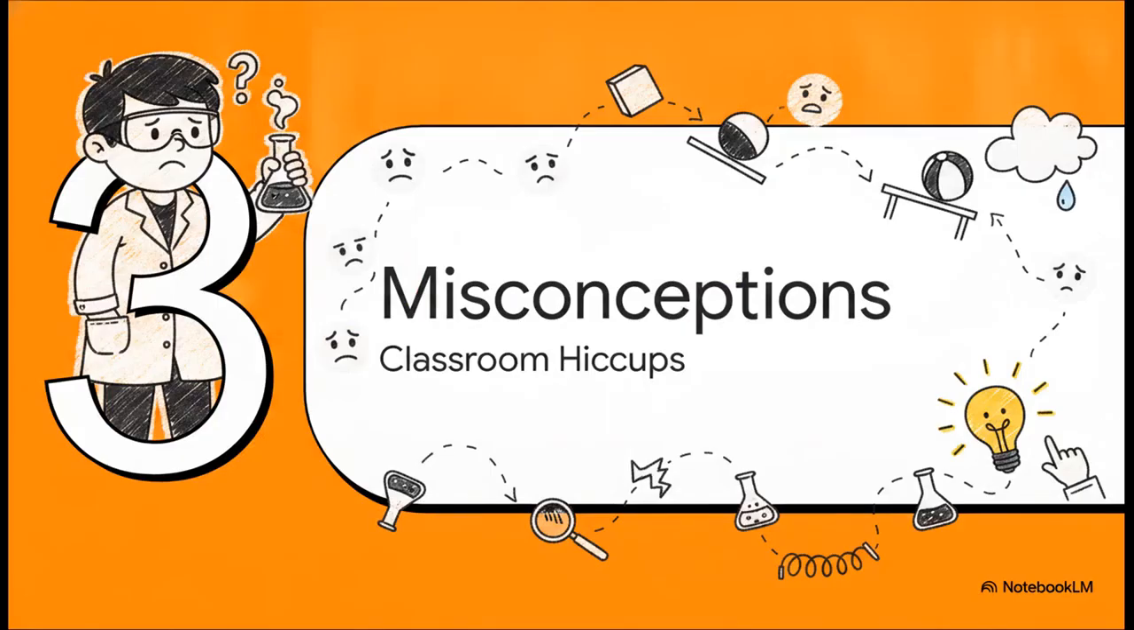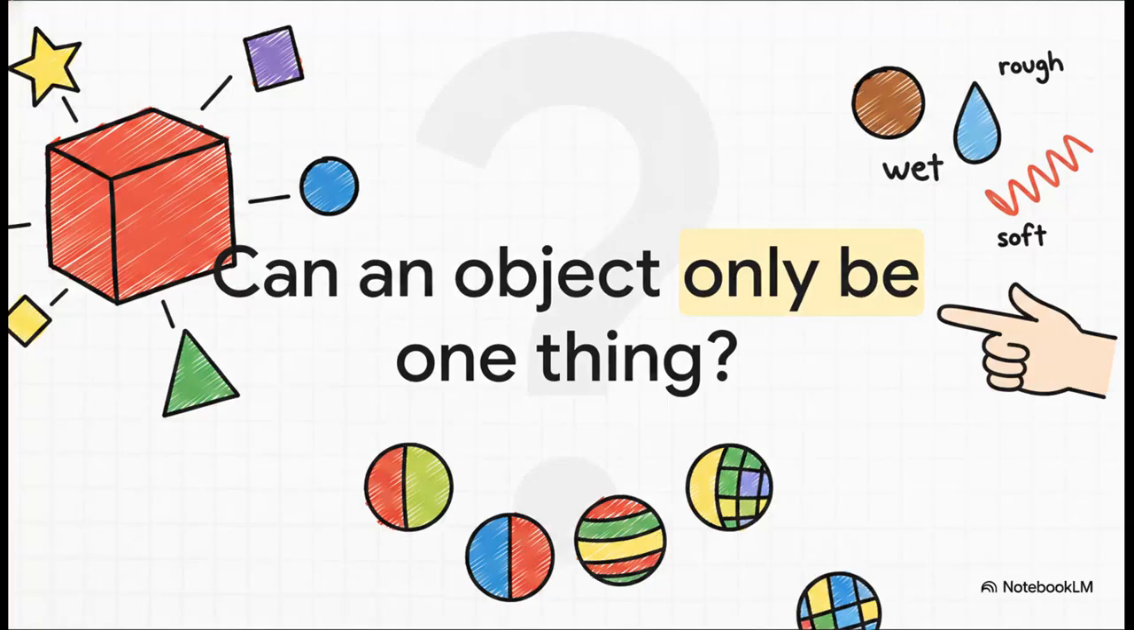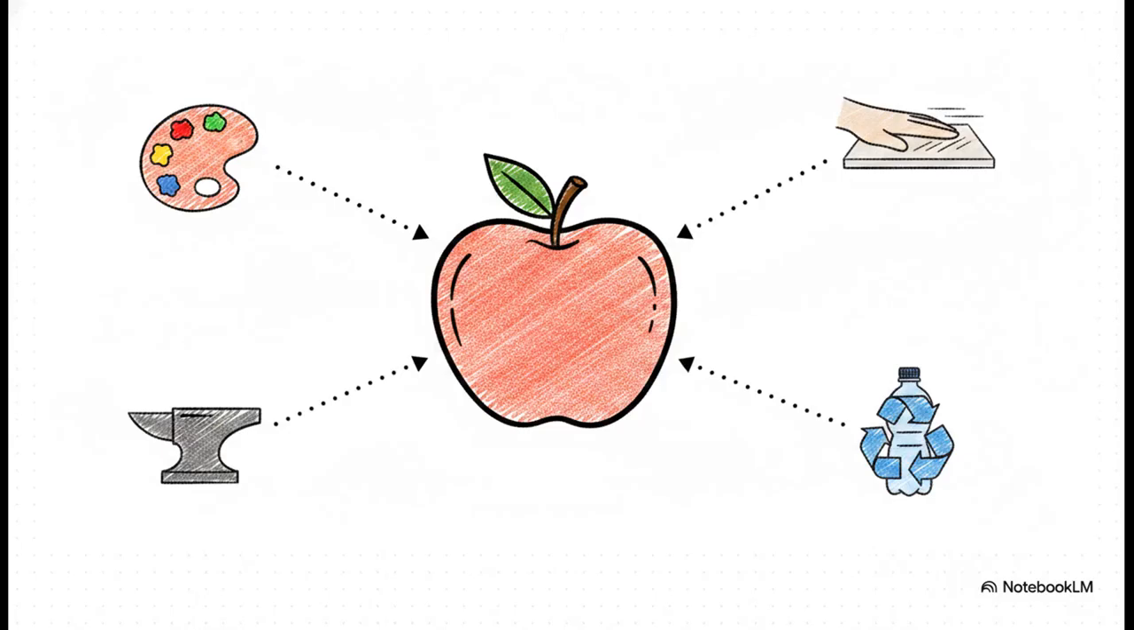Section 3. Clearing up common misconceptions. Troubleshooting classroom hiccups. Now, what's really interesting about this next part is where our young scientists usually stumble. Understanding these common conceptual hurdles ahead of time is your absolute secret weapon for a smooth lesson. So think about this. Can an object only be one thing? That right there is the biggest hurdle you're going to face.